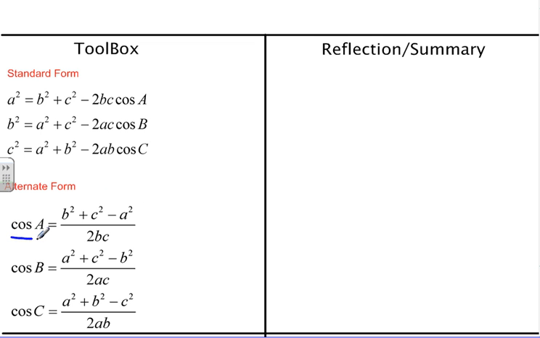The alternate form is what we're going to use when we want to solve for an angle because we've already isolated the cosine of A. And this just comes from taking this expression and solving for the cosine of A, right? We would subtract b squared plus c squared from both sides, divide by negative 2bc, and then simplify a little bit, and this is the form that we get. So for example, the cosine of A is equal to b squared plus c squared minus a squared divided by 2bc. So get down all of these in your toolbox, and then we're going to do two example problems.